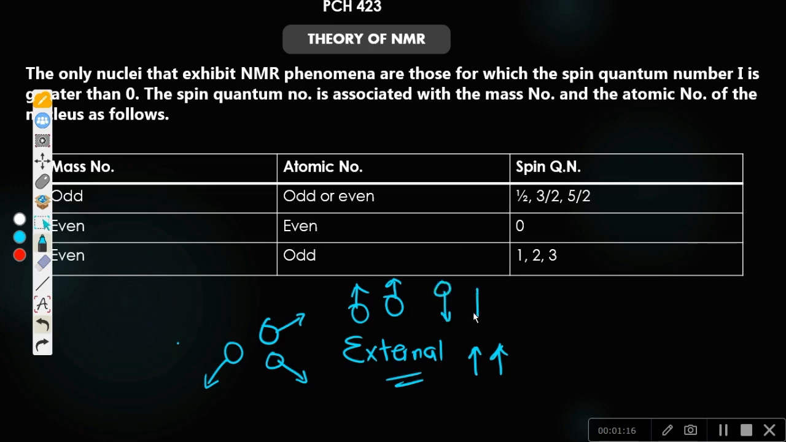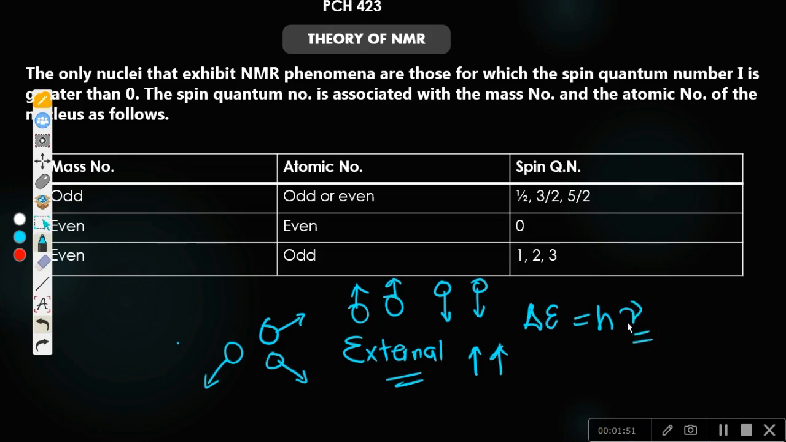Those that align with the magnetic field, we say they are low energy, while the ones that oppose the magnetic field, we said they have what? High energy. Right? Since we have low energy and high energy, we can calculate the energy difference between the high energy nucleus and the low energy nucleus. The energy difference, change in E, is h times the frequency. Are you getting it now?